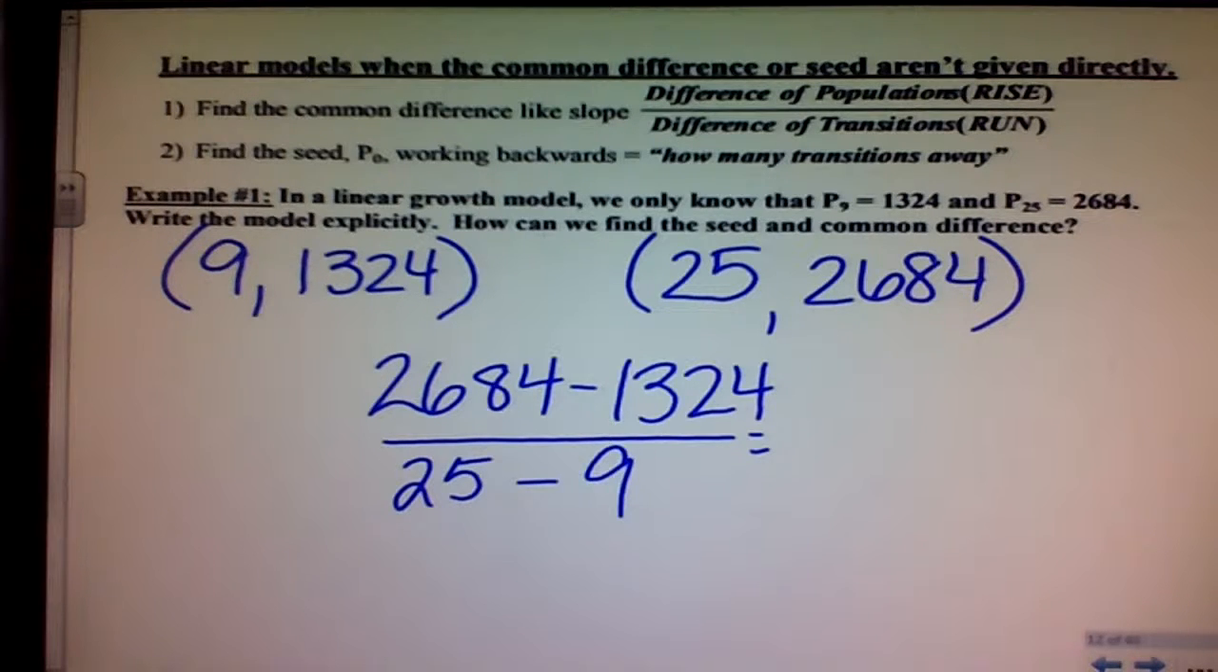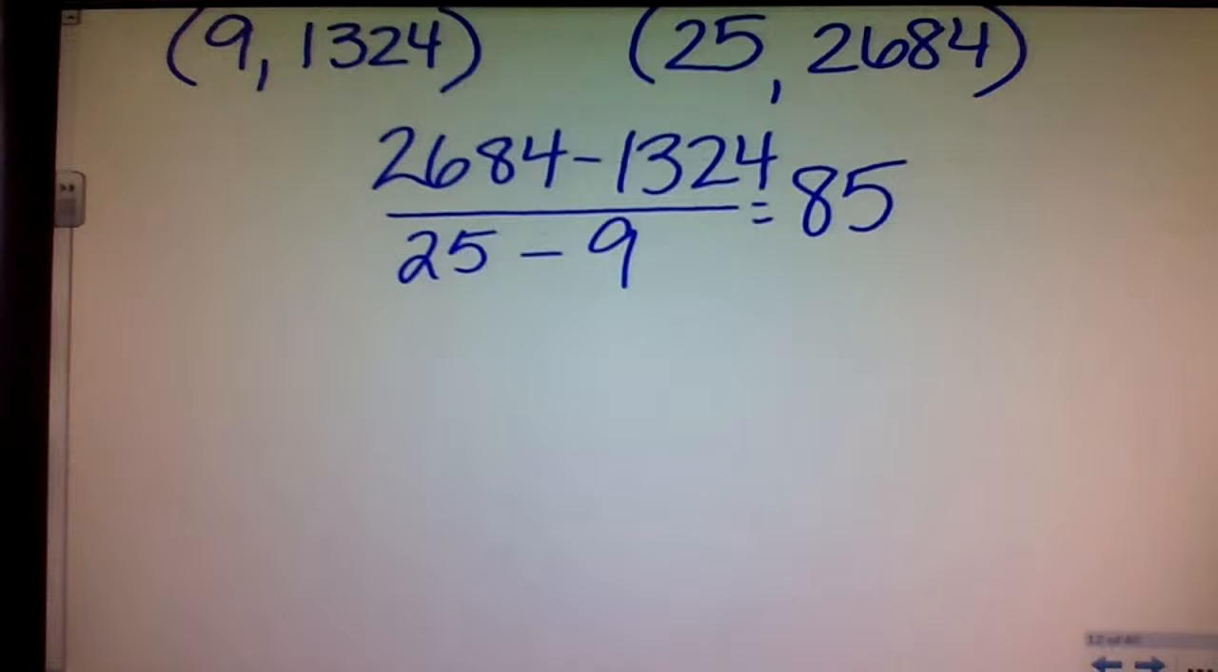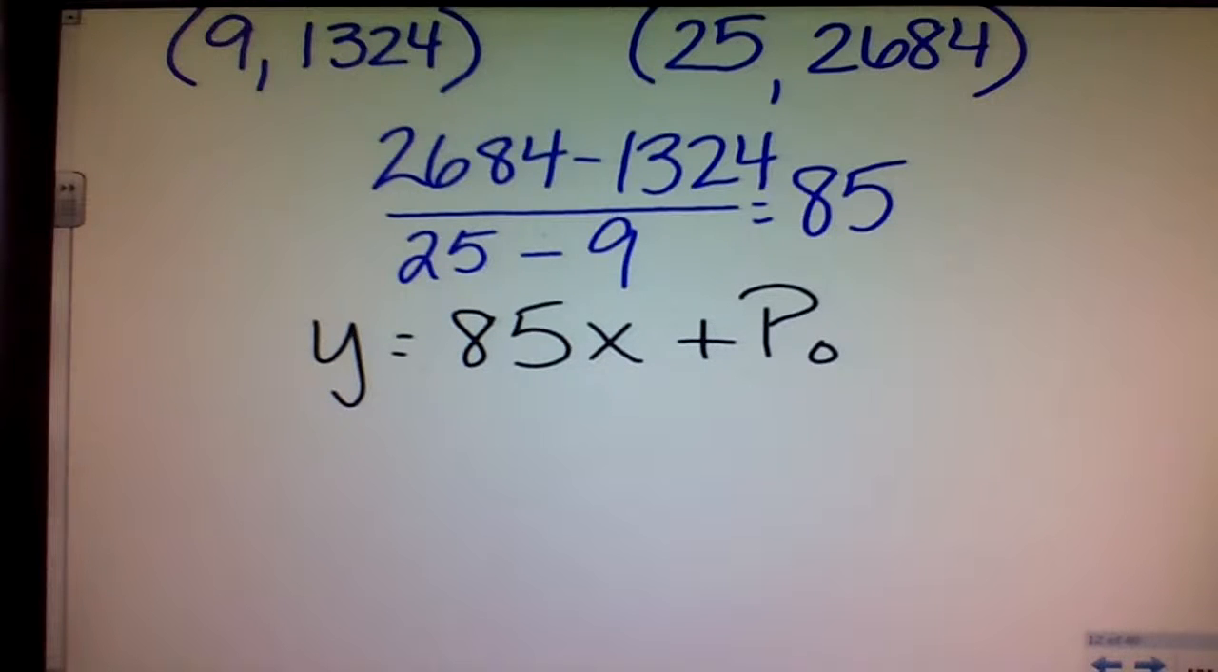Okay, so when I calculate my slope, it's 85. Now I know this much. So what you want to do is take... I don't know what P sub 0 is. So some people at this point would go to P sub 9 and they would sit there and subtract off 85 until they got down to P sub 0. That's what I'll do.